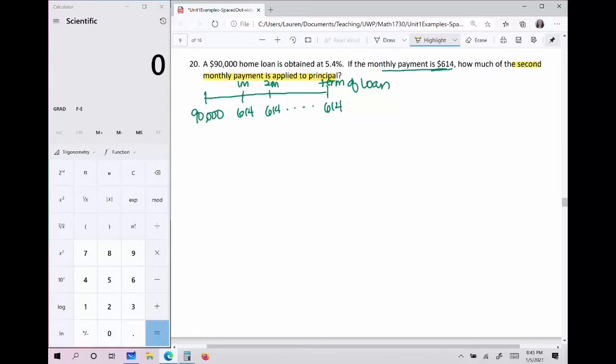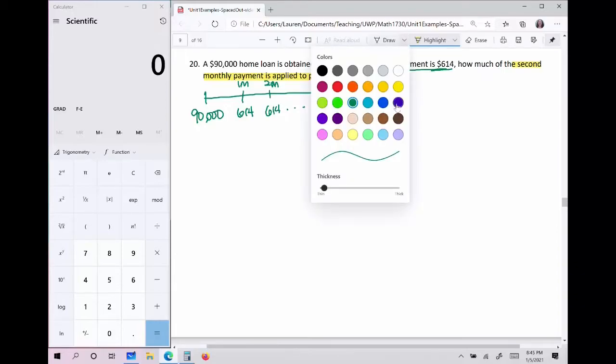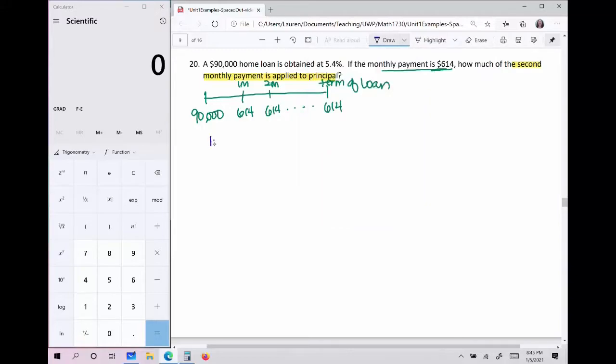So it's a little bit different, but it's still U.S. rule, which is why it's in this section. But again, it is going to work just a little bit differently. So the first thing we have to find is our interest on the first payment. Remember, for interest we used I equals PRT. Here our R is 0.054 because our interest rate is 5.4%.